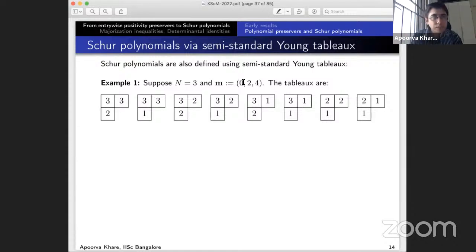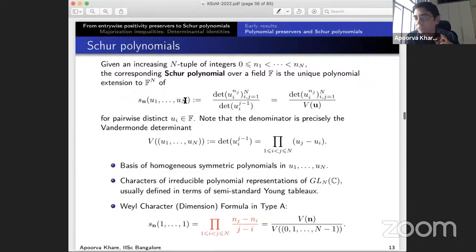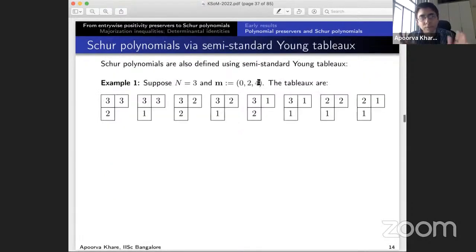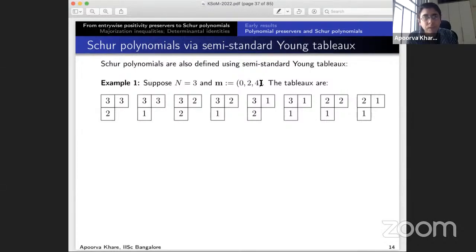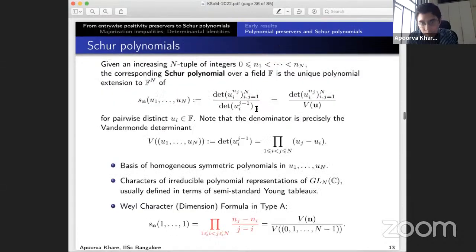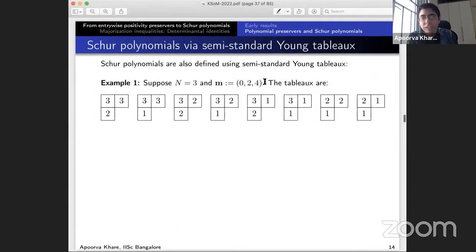Let me give you two examples. They are defined using a tuple of variables and a tuple of integer powers. Let me take M to be 0, 2, and 4. So I have 3 powers and 3 variables. What is a typical monomial here? It would be u1 to the 0, u2 to the 2, u3 to the 4. I would be dividing this determinant by the Vandermonde determinant, which has u1 to the 0, u2 to the 1, u3 to the 2. So when I divide by 0, 1, 2, what do I get? I get 0, 1, 2.